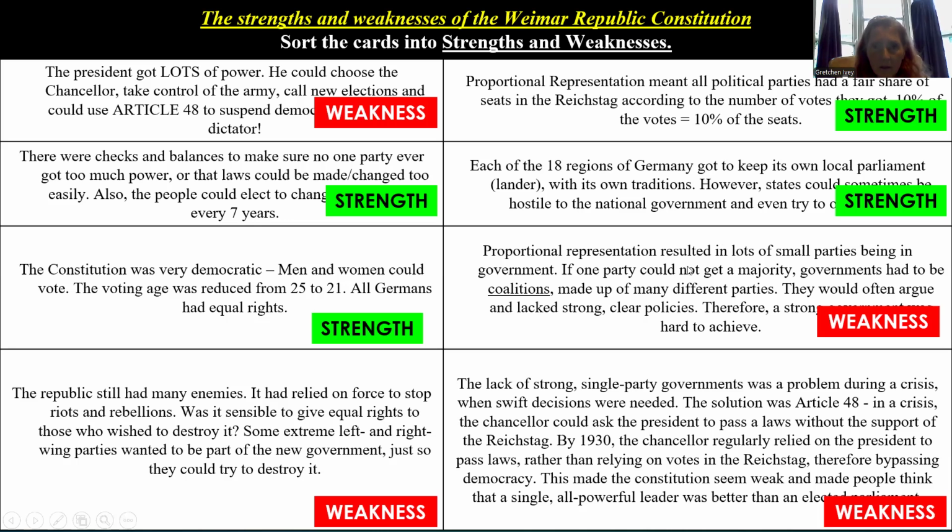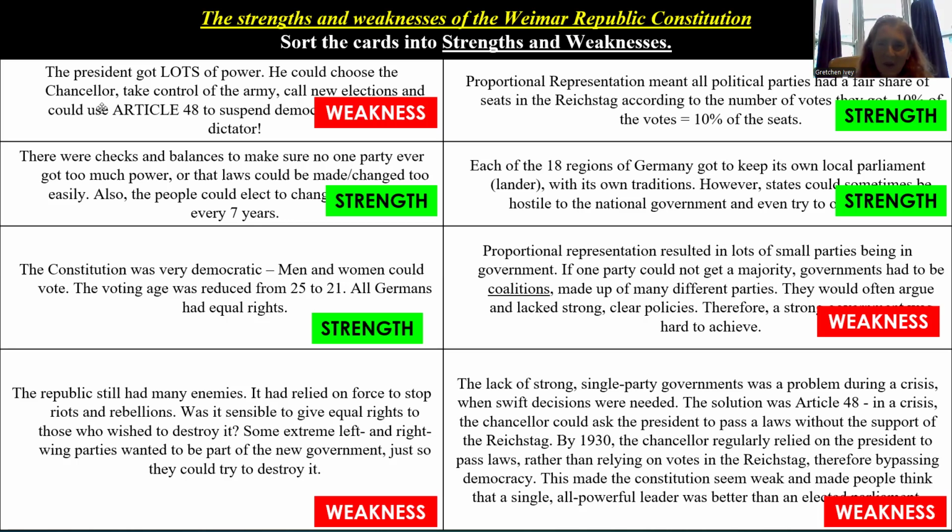Moving on to the top right. Proportional representation meant all political parties had a fair share of the seats in the Reichstag according to the number of votes got. 10% of the votes, you got 10% of the seats. And that was viewed as a strength. Each of the 18 regions of Germany got to keep its own local parliament, or the Länder, with its own traditions. However, states could sometimes be hostile to the national government and even try to overthrow it. That's viewed as a strength, but that sounds to me like a weakness.